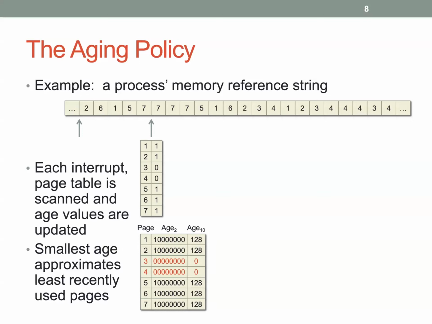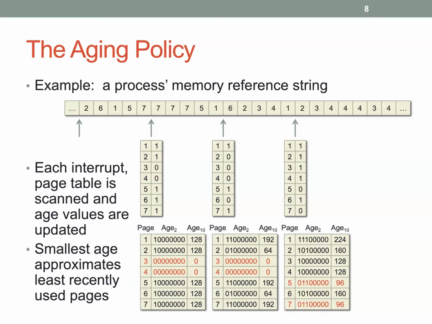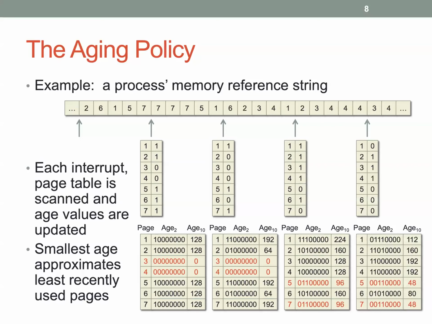Now you can see that as time goes on, we have another timer tick, and given the page accesses that occurred since the previous tick, pages 1, 5, and 7 have a 1 bit for the access. And so we shift that in, and you can see now that the aging policy is starting to distinguish between pages. We have another timer tick that occurs. Now it's 1, 2, 3, 4, and 6. And so you can see how the pages' ages start to adjust based on the accesses and so forth.